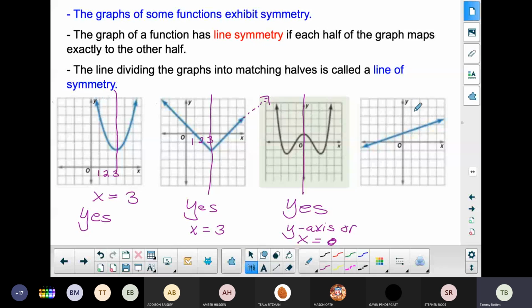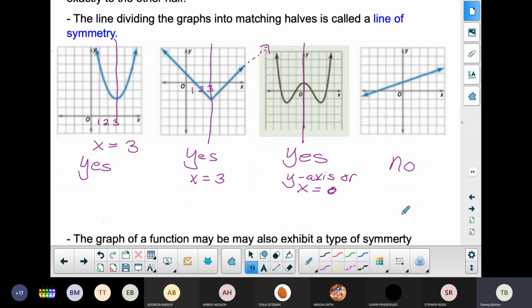Now this last one, a diagonal line like that, does not have line symmetry. You could not draw a vertical line or a horizontal line that would allow you to fold that in half and the left side would map onto the right side. So a diagonal line like that is never going to have line symmetry.